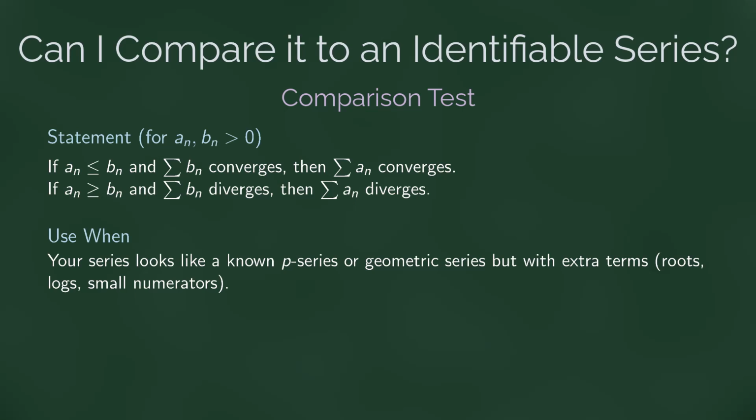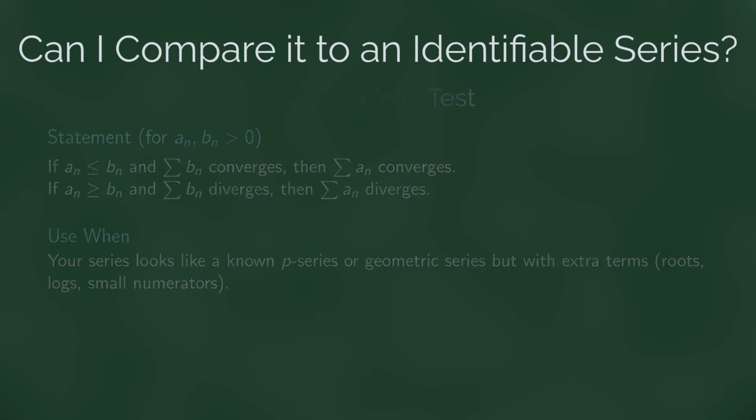If you chose a convergent series and your current series is smaller than that, then you know the current series converges. If you chose a divergent series and the current series is larger than it, then you know the current series diverges. The comparison test tells us that if you're smaller than a convergent thing, you're also convergent. And if you're bigger than a divergent thing, then you're also divergent.